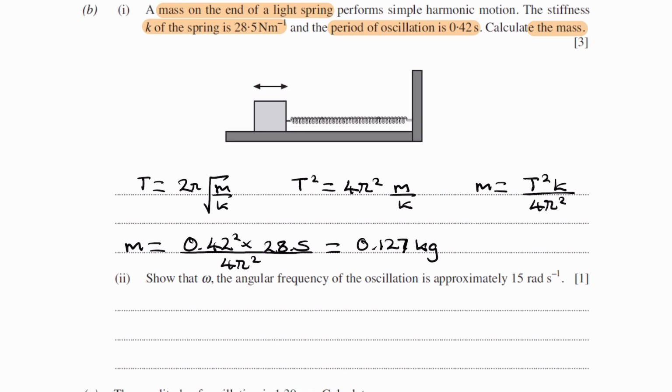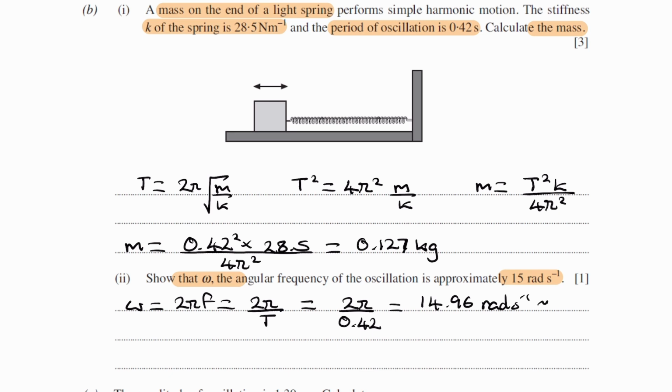And then for part B2, show that ω, the angular frequency of the oscillations, is approximately 15 radians per second. So ω is equal to 2πf, frequency is 1 over time period, so you can also write this as 2π over T. And we know the time period from the previous question, that was 0.42. So type this in, we get ω is 14.96 radians per second, which is approximately 15 radians per second.